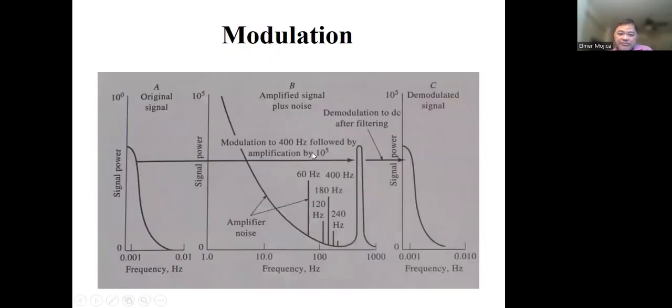Now, if you try to modulate it, okay, so we could say this is your original signal. So what do you see here? You just see this one. But if you do some modulation and then demodulate, there's some sort of what we call a demodulated signal.